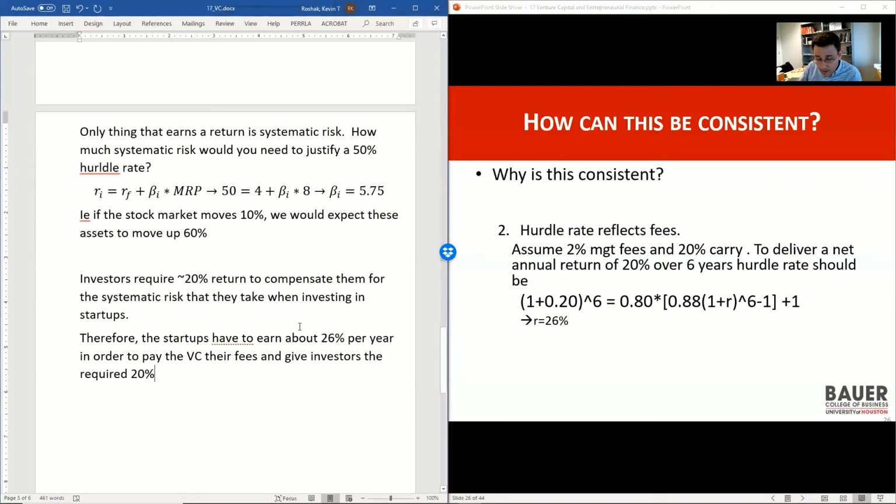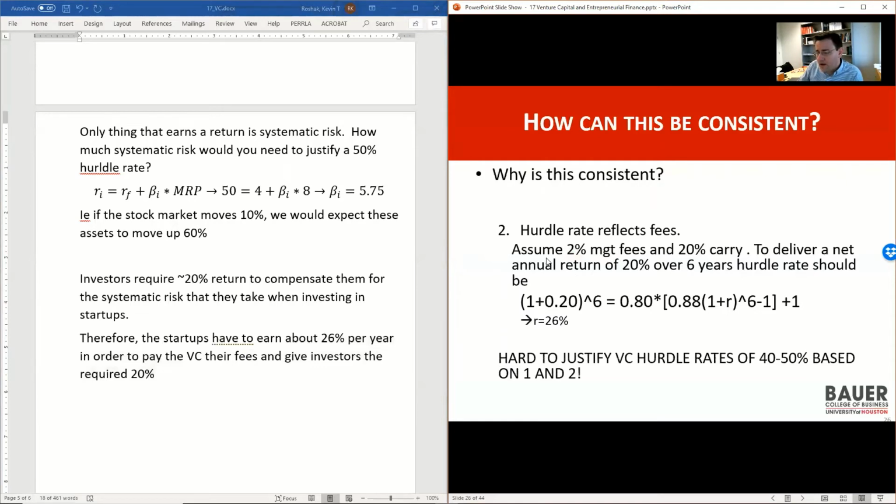The startups have to earn 26% per year. That's going to be enough to pay the VCs their fees, this 2% fee on the assets and 20% fee on profit, and have 20% left over to give to the investors to compensate them for their systematic risk. Okay, so we've thought of a couple different explanations.